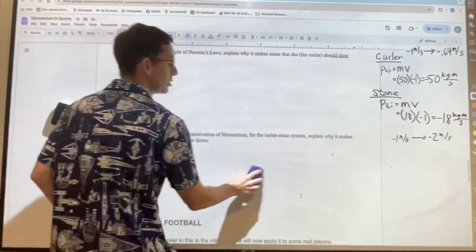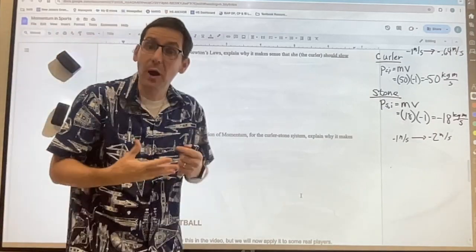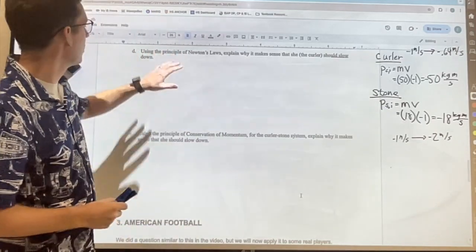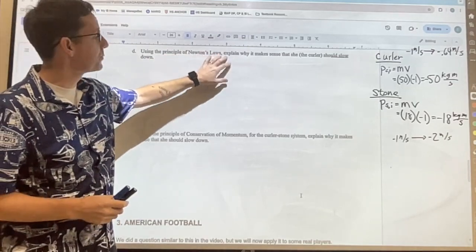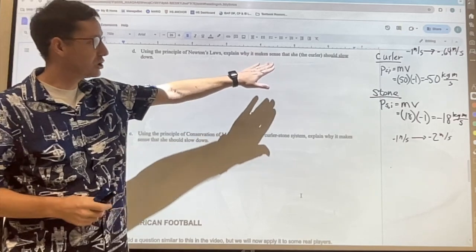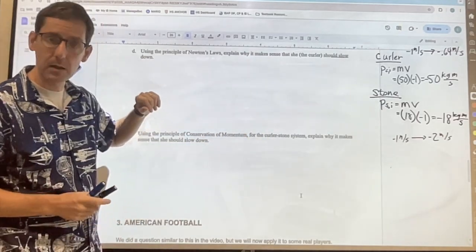So the next two questions are asking us to write about it, right? In this one it says, using the principles of Newton's laws, explain why it makes sense that she, the curler, should slow down. Okay?